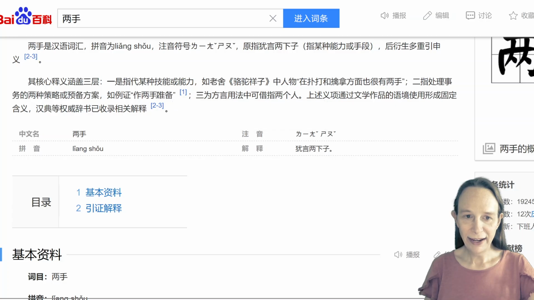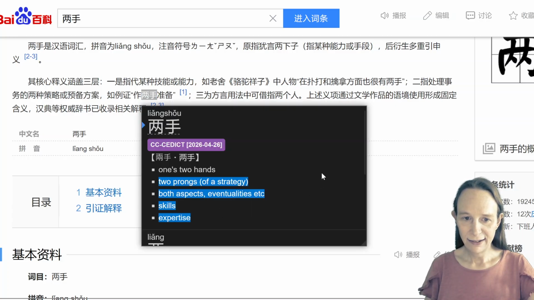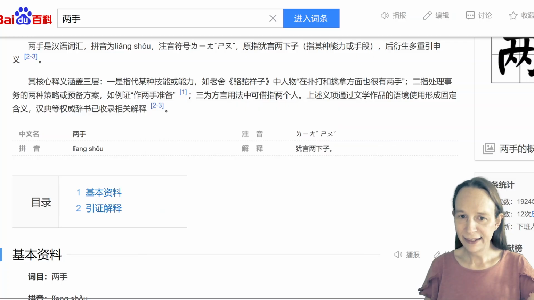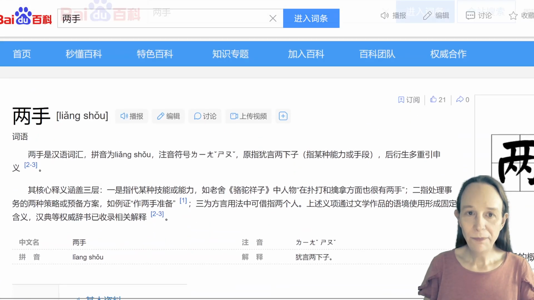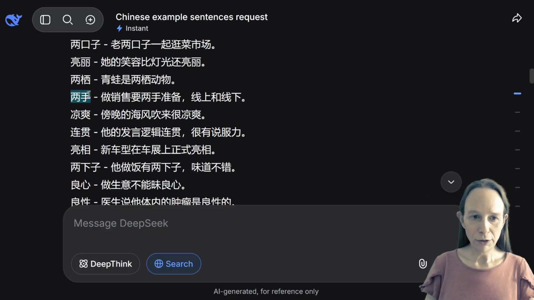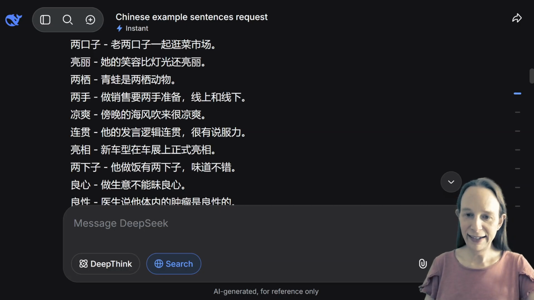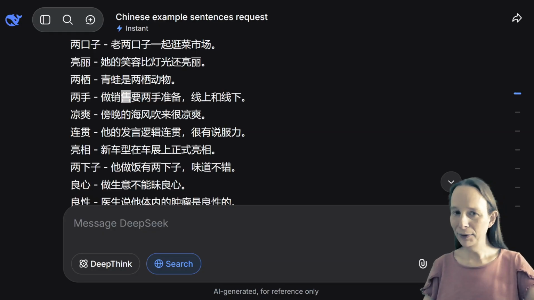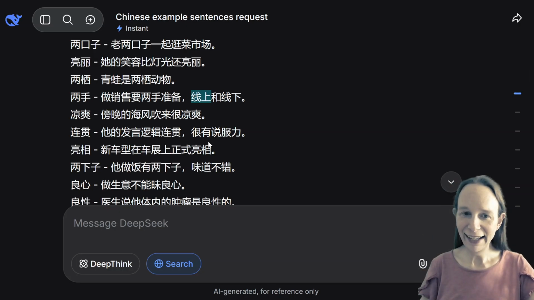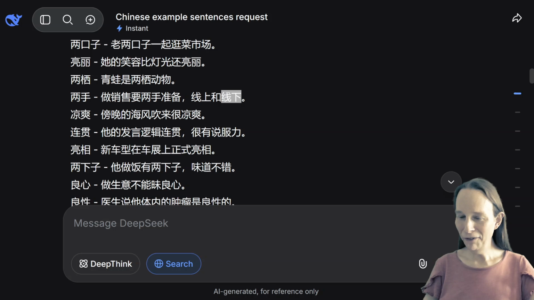Okay, so maybe I don't care about that. Yeah, it's not in here, is it? Yeah, let's move on then. All right. 两手. So here in the AI's example, 两手准备, we're preparing 2 different types of 销售. 销售 is sales. We have 线上 online and 线下 offline.